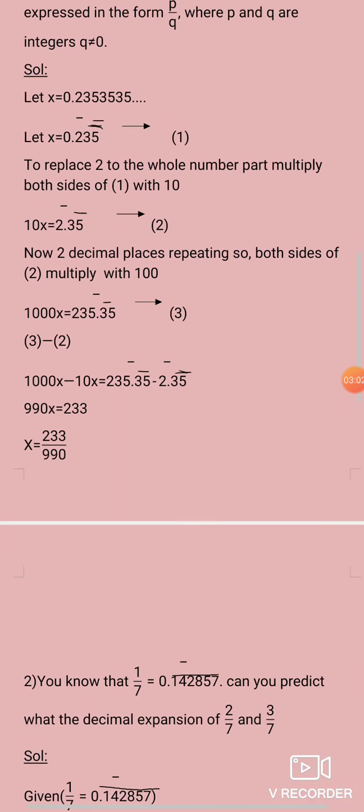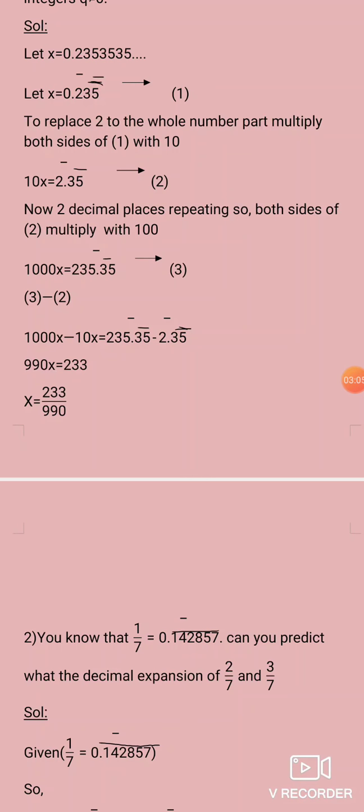Now the next question, listen. It is also simple but important. You know that 1 by 7 is equal to 0.142857 bar. Can you predict the decimal expansion of 2 by 7 and 3 by 7? So last class we had discussed 1 by 7 is equal to 0.142857 bar, that is repeating. Okay. So we need to find out here the values of 2 by 7 and 3 by 7.